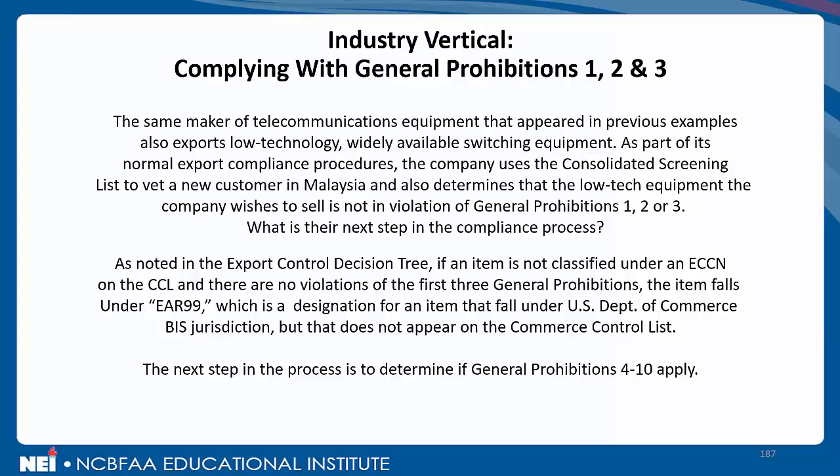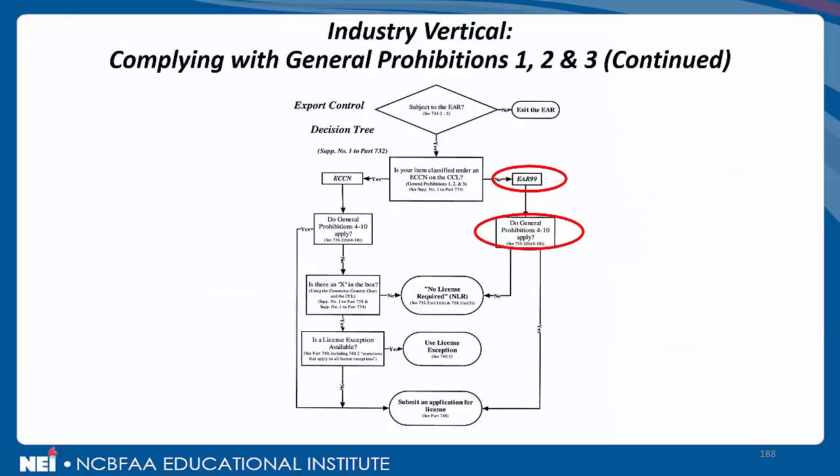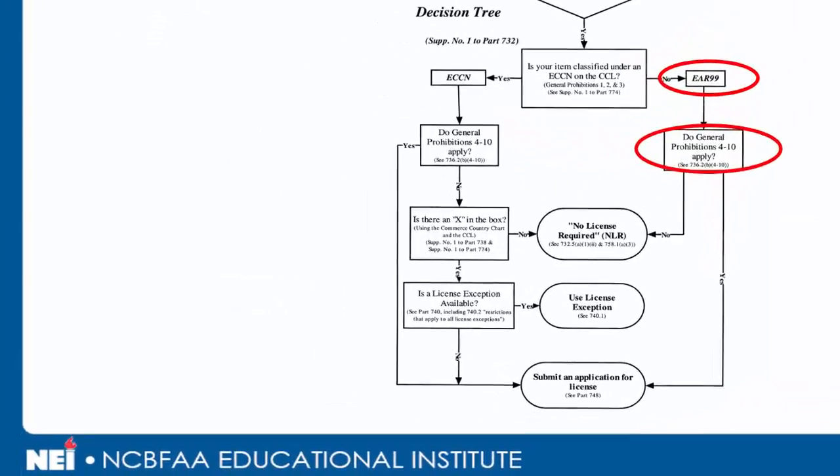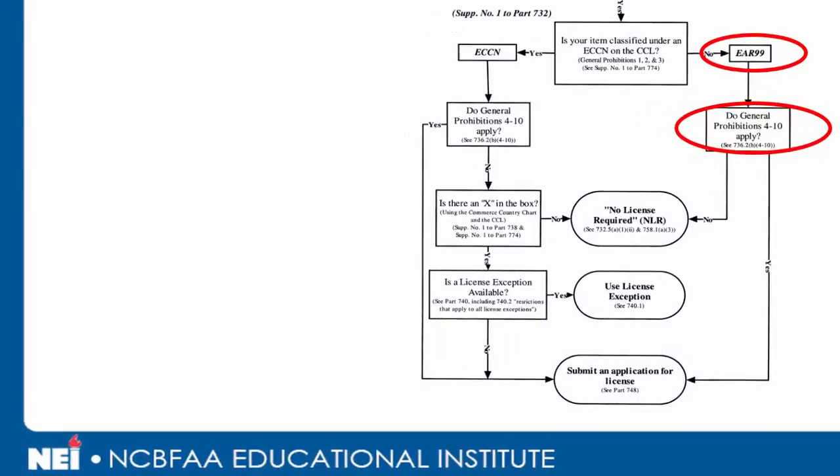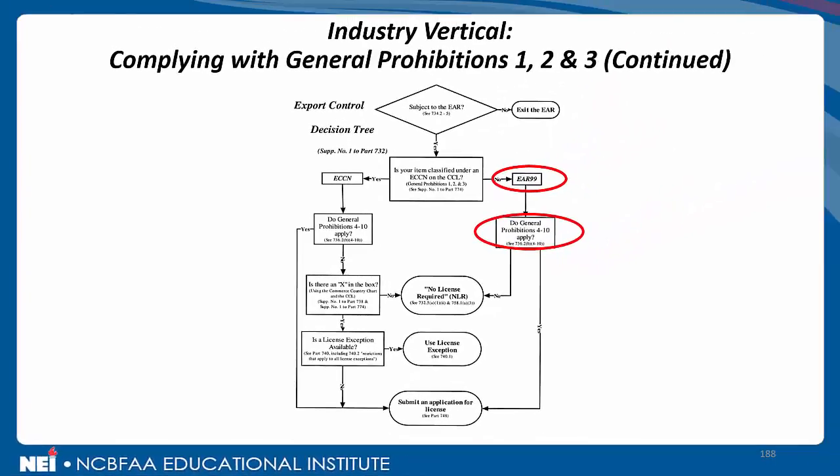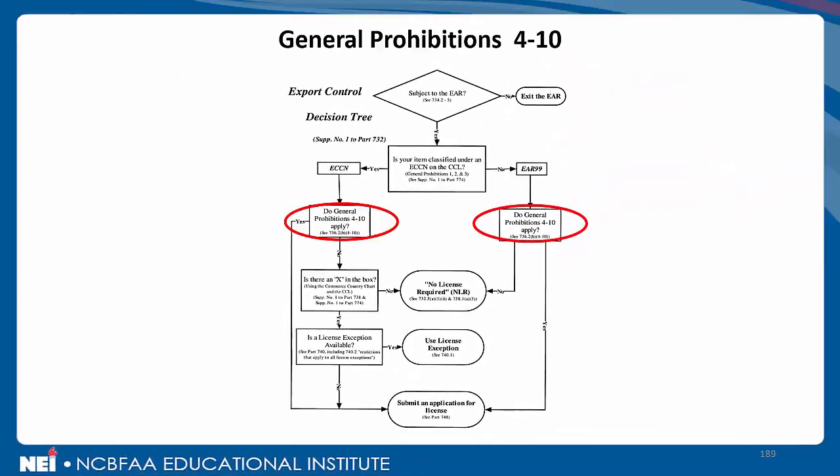We're off to the races, at least as it relates to the next step, which is to determine if General Prohibitions 4 through 10 apply. We're getting a little ahead of ourselves because we haven't studied General Prohibitions 4 through 10. We'll be doing that in a moment, but that's the answer to the question. What's the next step? Determine if General Prohibitions 4 through 10 apply. That's where we'll stop for now on this particular export control decision tree. When we pick up in the next section, which will be section 21, we'll be discussing in detail General Prohibitions 4 through 10. We'll be back shortly.